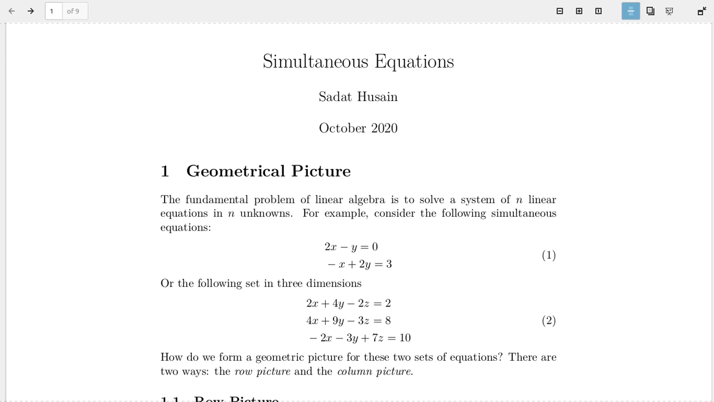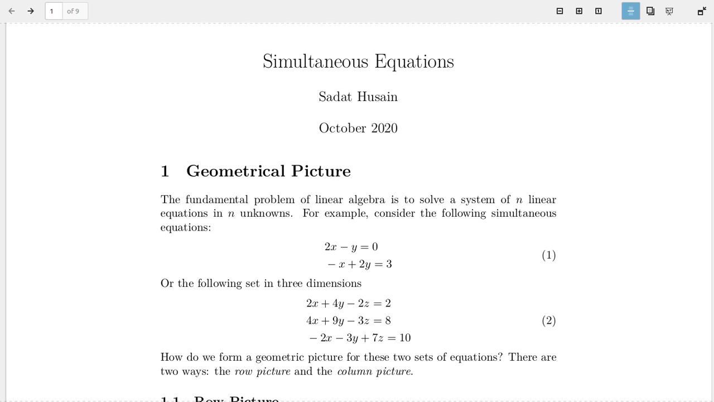Now, what do I mean by linear equation? I mean equations that have terms that are linear in the variables. As in, you don't have any quadratic terms, you don't have any cross terms, you don't have any terms like x squared or y squared or xy.